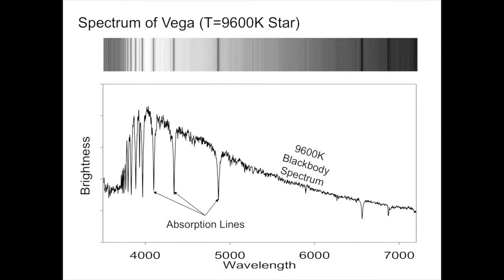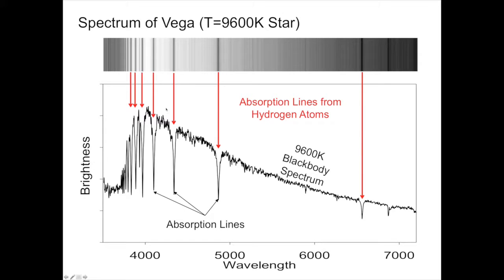Here's the spectrum of a bright star from the summer sky, the bright star Vega in the constellation of Lyra. Vega is a hotter star than the sun, with a temperature of 9,600 degrees Kelvin. We see the characteristic blackbody shape of a 9,600 degree Kelvin blackbody heading off towards blue and ultraviolet wavelengths on the left, but crossing this spectrum are a series of dark absorption lines that we recognize as arising from the hydrogen atom in the atmosphere of this star.